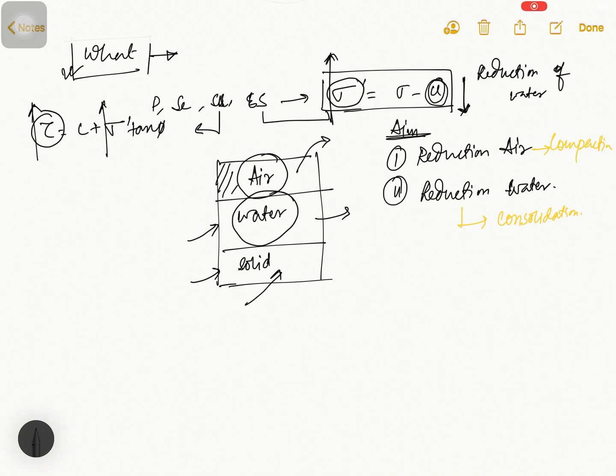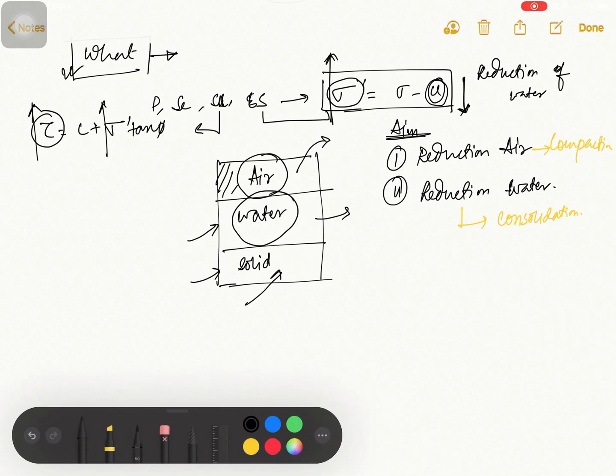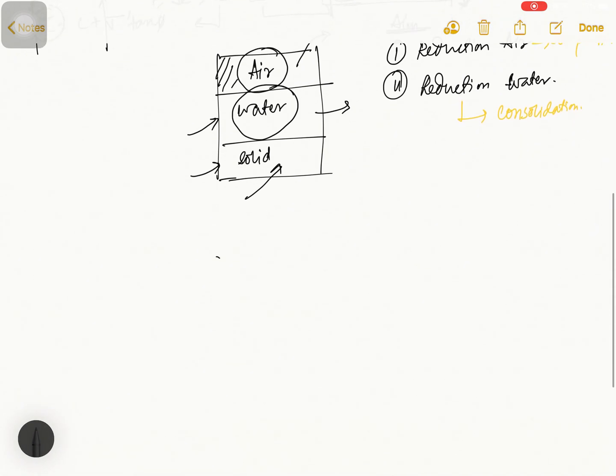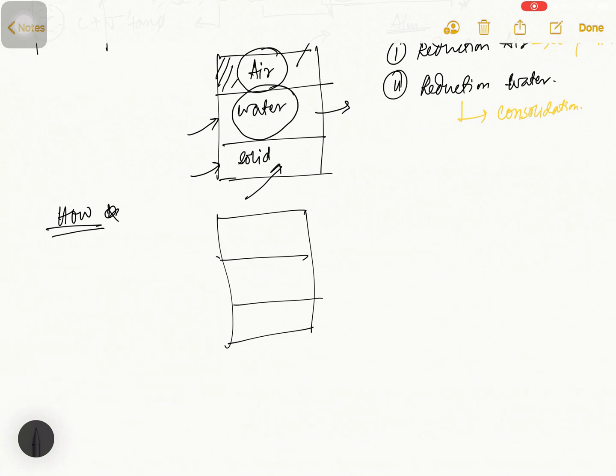And point number 2, how and what is the concept? How is this happening? So same, I will draw again the three-phase diagram. This is the air, this is your water, and this is soil solid.